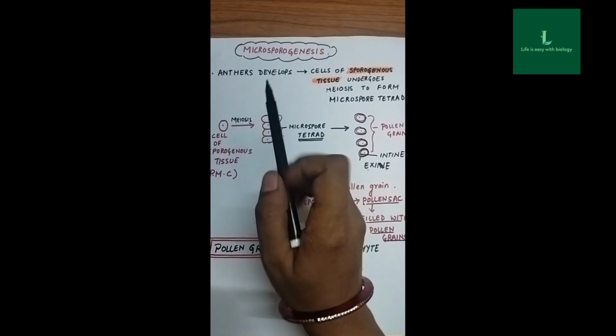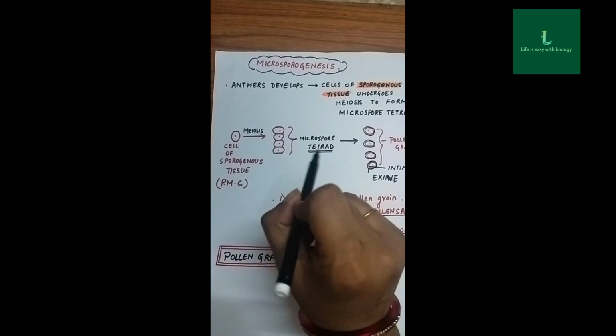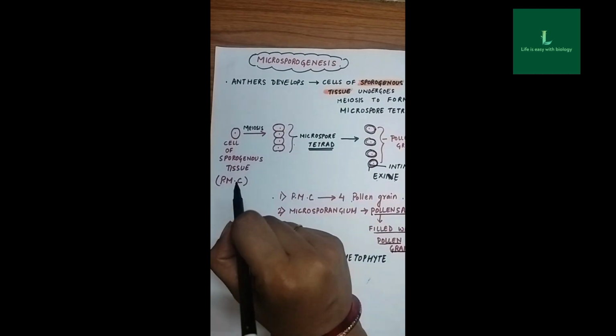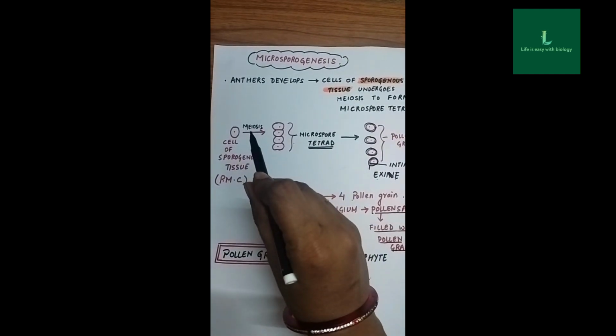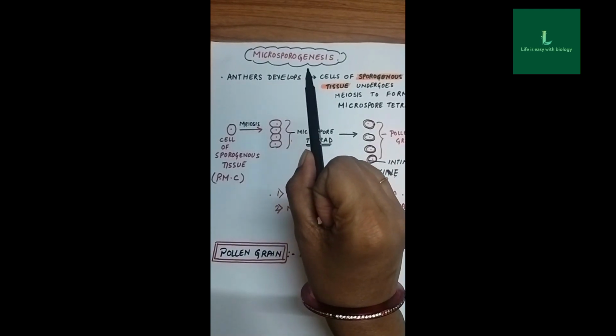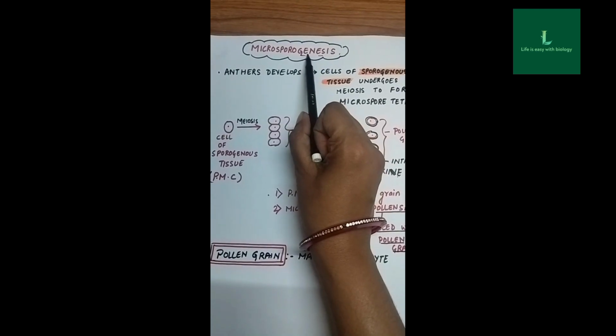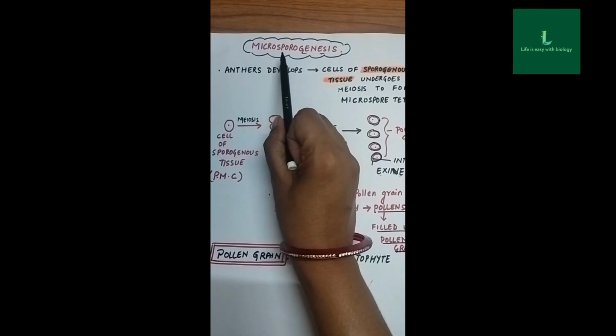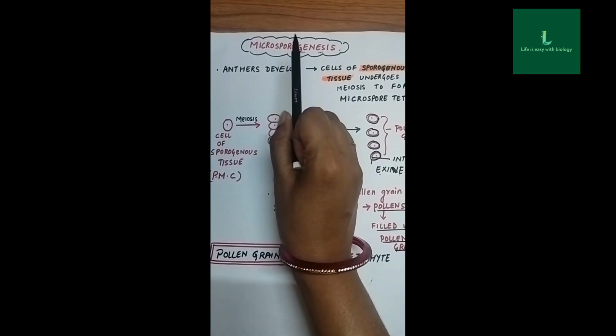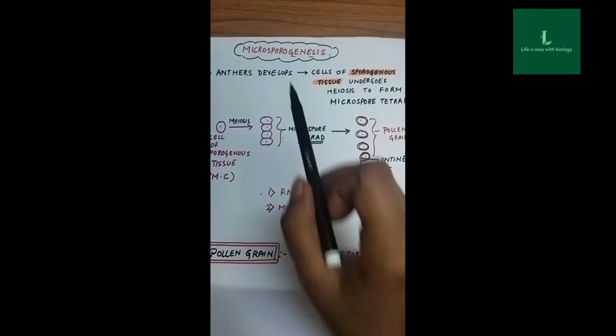This process of formation of pollen grains from the pollen mother cell through meiosis is called microsporogenesis. Again here we come across the word genesis. What does genesis mean? Formation. What is the microspore here? Pollen grain. Fine.